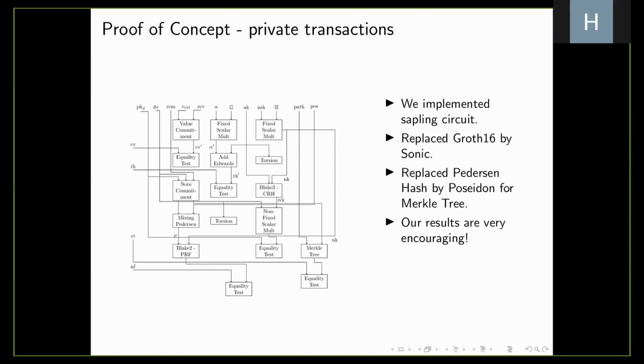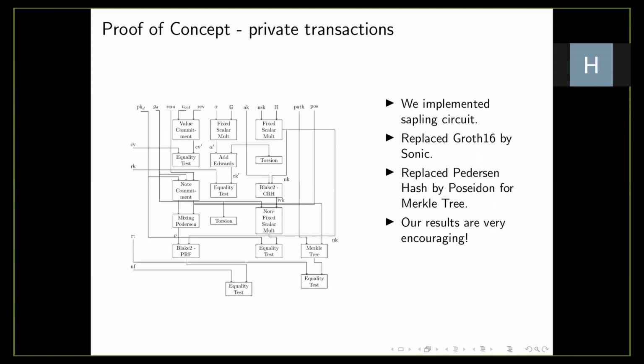Basically, our implementation of this private transaction system is summarized by the replacement of Groth16 by Sonic, and the replacement of the hash function in the Merkle tree by Poseidon. So this is what we did in this experiment, and you can check it out on GitHub. Actually the circuit is not yet there, but you can use Sonic to implement your own circuits. We have a lot of examples there to see how to implement a circuit.